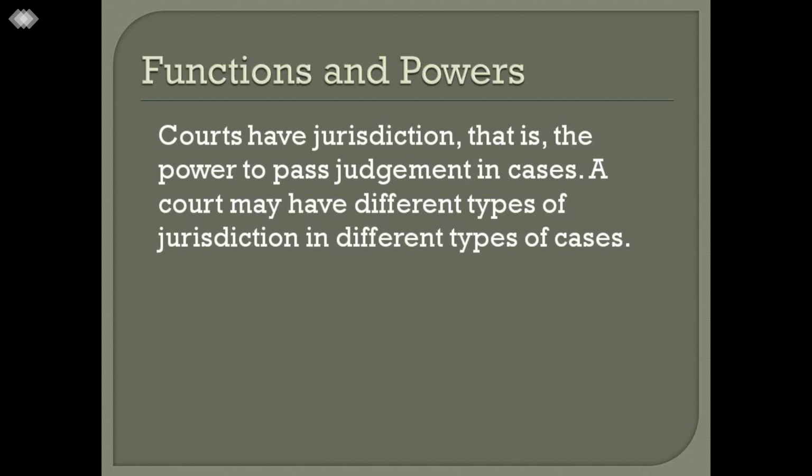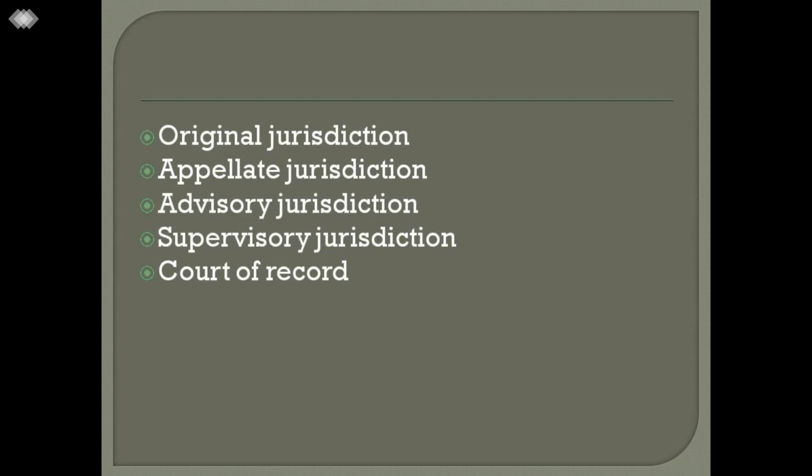Jurisdiction is the practical authority granted to a legal body to administer justice, as defined by the kind of case and the location of the issue. As we see from the slide, India has 5 types of jurisdiction in different types of cases. These are original jurisdiction, appellate jurisdiction, advisory jurisdiction, supervisory jurisdiction, and court of record.